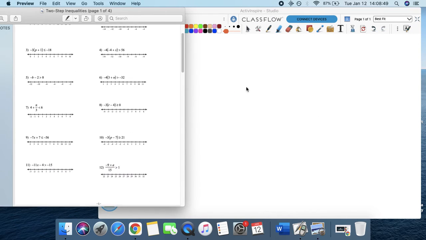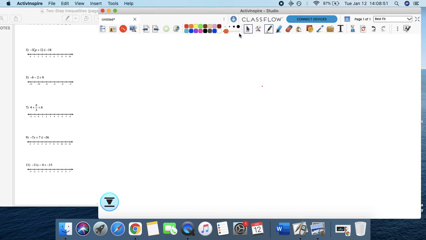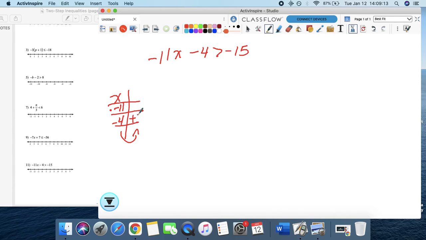One last question. Here we go. -11x minus 4 greater than -15. Okay, so if I'm reading that correctly, the variable is x, which is currently being multiplied by -11. Subtract 4. Inverse operation is going to be plus 4 and divide by -11. Little star to remind you that we need to switch the sign when we get to that point.